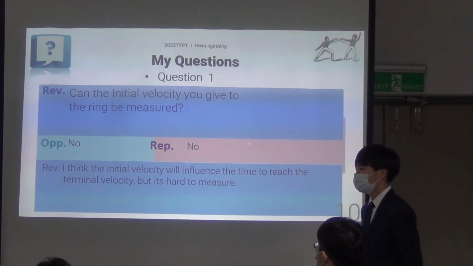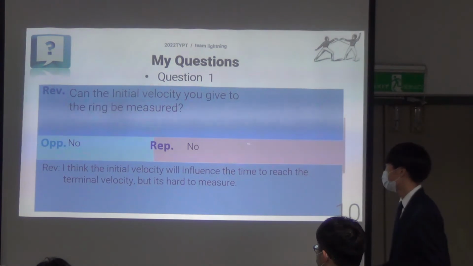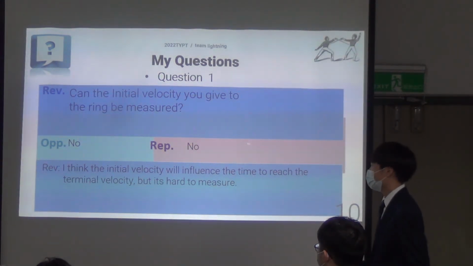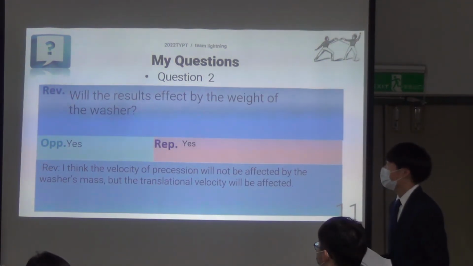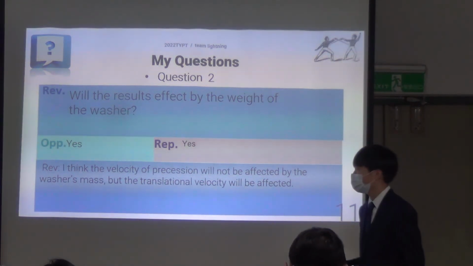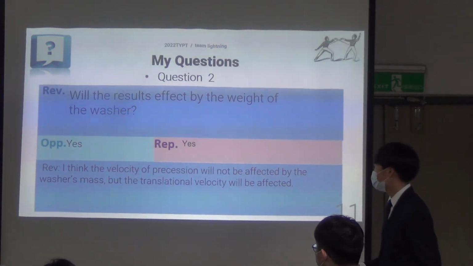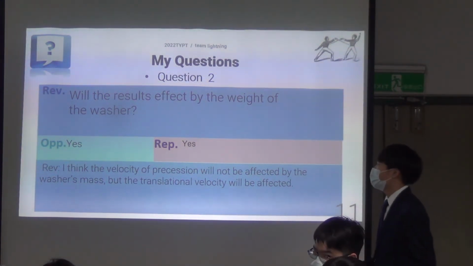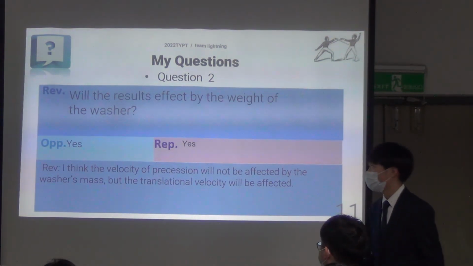And for my question, can the initial velocity you give to the ring on the screen be measured? The opponent and the reporter both said no. I think the initial velocity will influence the time to reach the terminal velocity, but I think it's really hard to measure. The second is, will the results be affected by the weight of the washer? The opponent and reporter both said yes. And I think the velocity of the precession will not be affected by the washer's mass, but the translational velocity will be affected.